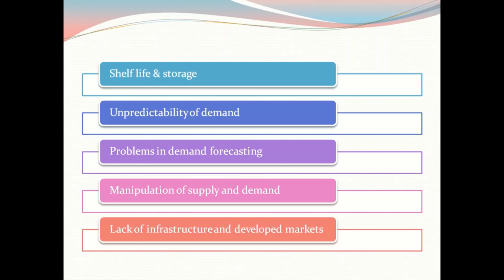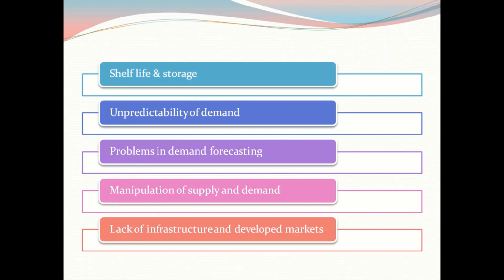Number 2. Unpredictability of demand. It is very difficult for the dealers to exactly predict the demand of certified seeds, owing to the unpredictability of nature, change in the commodity, and other reasons. Number 3. Problems in demand forecasting. Because of the above discussed nature of the seeds, demand forecasting of seeds is very difficult.